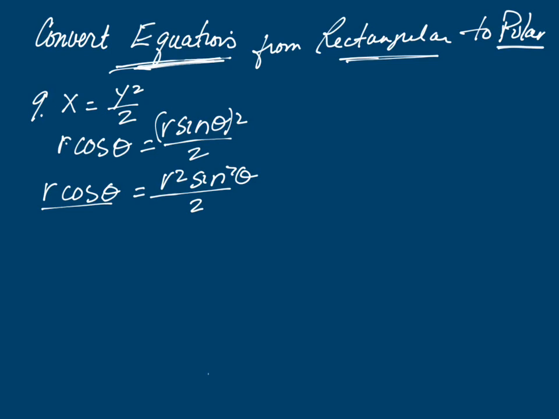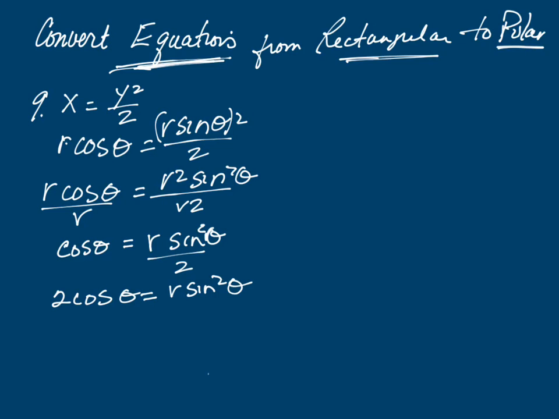Okay, divide by r, and I also multiply by 2. Just doing it fast. That would be cosine theta equals r sine squared theta over 2. So 2 cosine theta equals r sine squared theta. So r equals 2 cosine theta over sine squared theta.